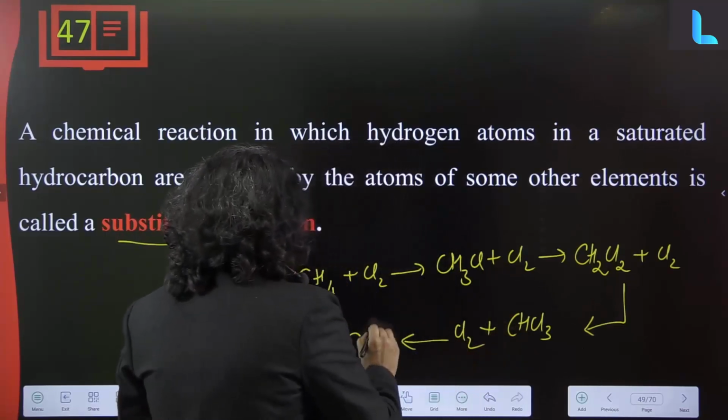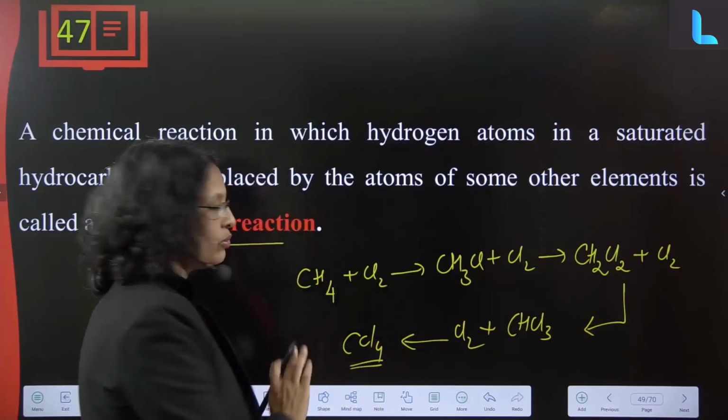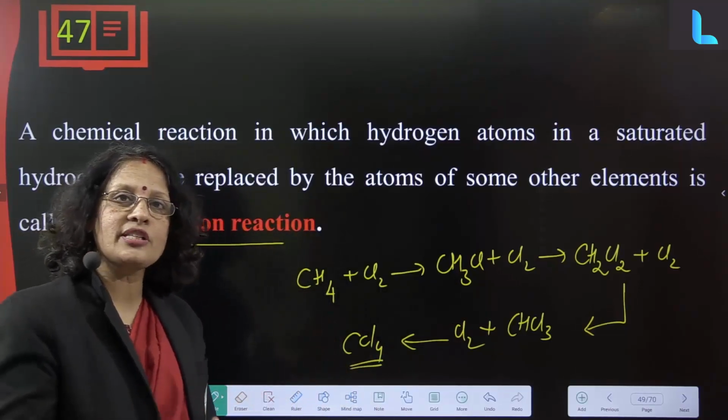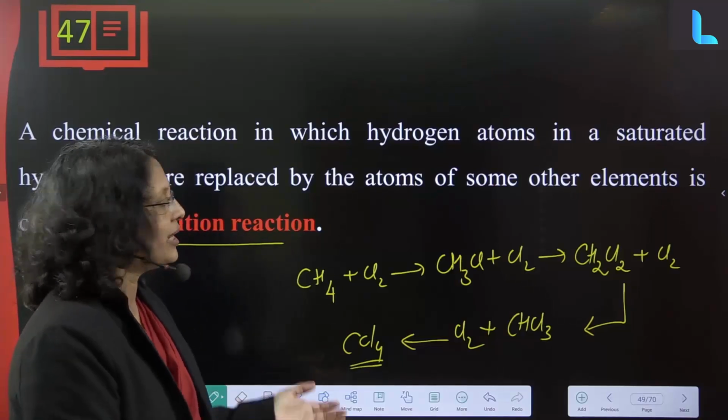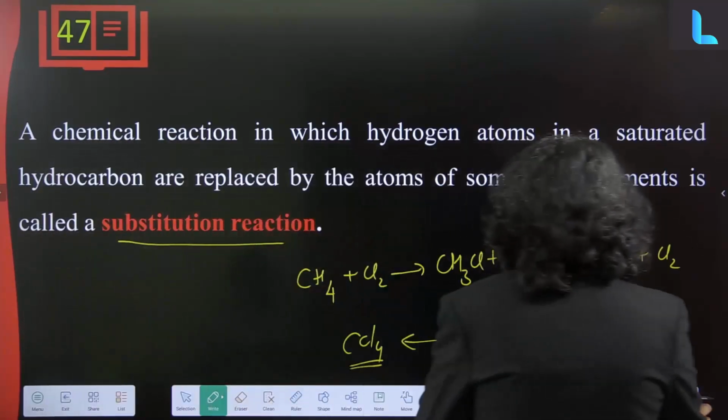Chloroform combines further with chlorine, as still one hydrogen is there, so you get CCl4. In CCl4 there is no hydrogen left, so all the hydrogen gets substituted by halogen. This is called halogenation reaction or substitution reaction.